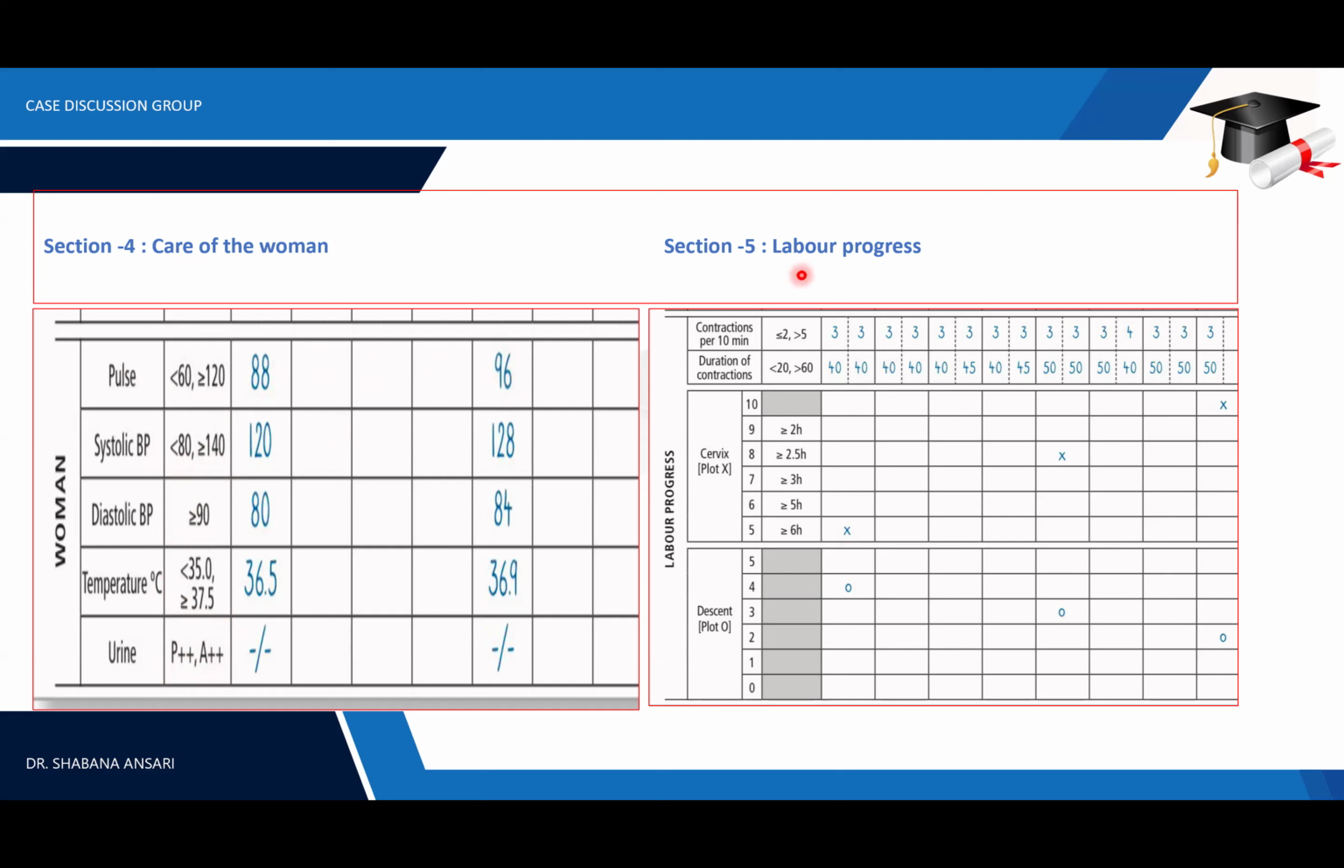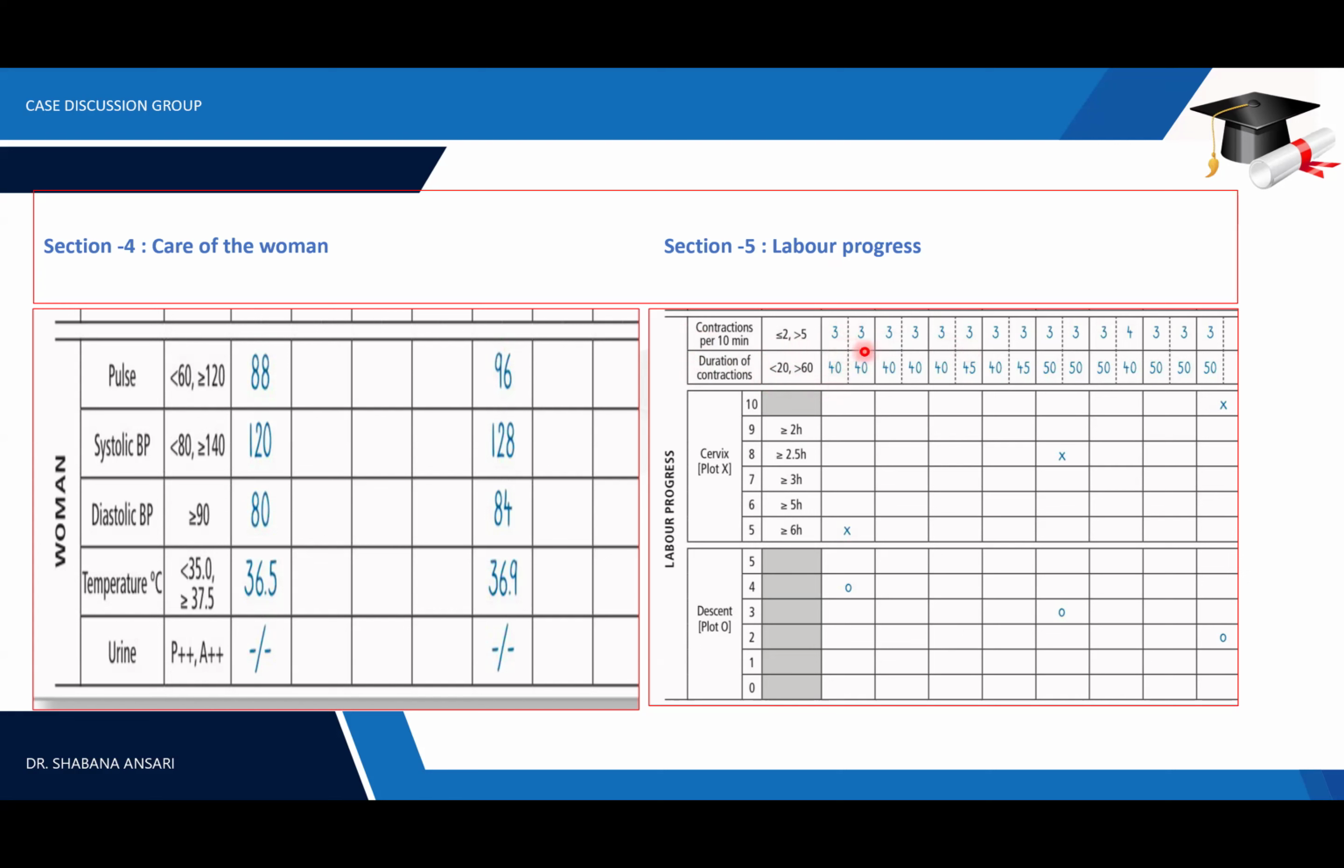Now coming to section 5, labor progress. So here we see the uterine contraction. We see the frequency of the contractions and the duration of contraction. Between 2 to less than 5 is normal. And duration of contractions between 20 to 60 seconds is normal. Less than 20 seconds, more than 60 seconds will be an alert. And in the first stage of labor, we are filling it every 30 minutes. Yeah, every 30 minutes. They have already given this jotted line.